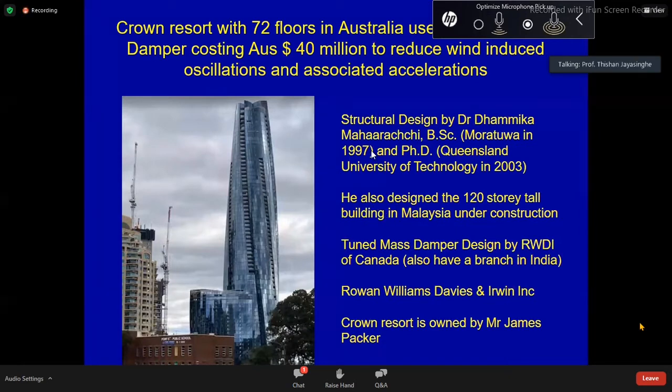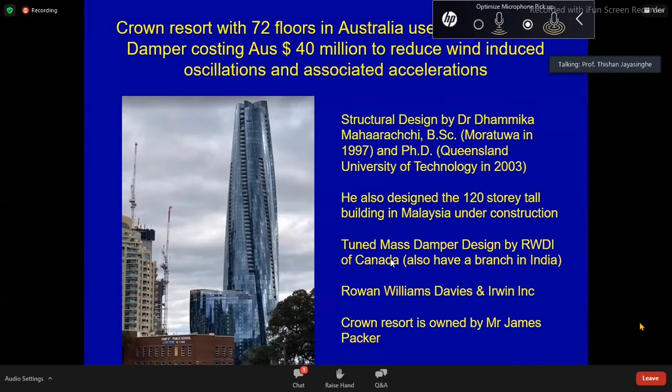And in this building, to stabilize the building, they use a tuned mass damper. The cost of the tuned mass damper was 40 million Australian dollars, and 40 million Australian dollars is about 6 billion rupees. So you can see, to make the buildings work, they spend a lot of money.